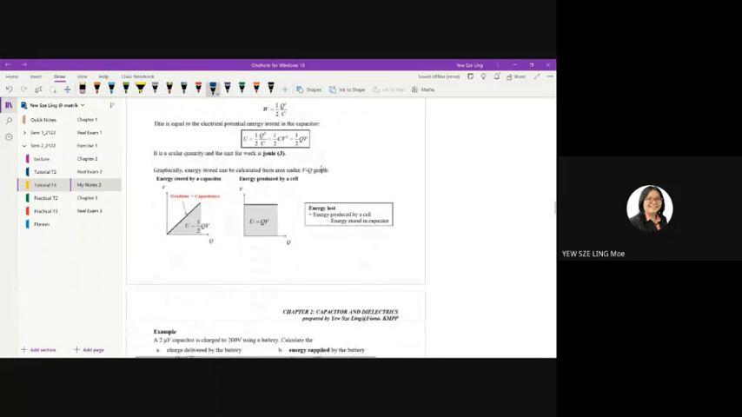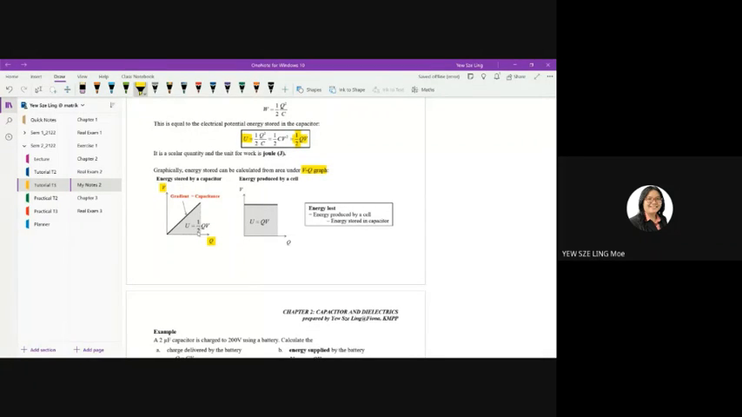What I want you to see is these 2 graphs. Okay, the 2 graphs right here. Graphically, energy stored can be calculated from area under VQ graph. Okay, why area under VQ graph? You look at the equation, U equals 1 over 2 QV. So obviously now if you look at what happens in a capacitor, when you have a V against Q, actually you have a triangle's area right here, which is equal to 1 over 2 QV. So energy stored can be calculated from area under VQ graph.